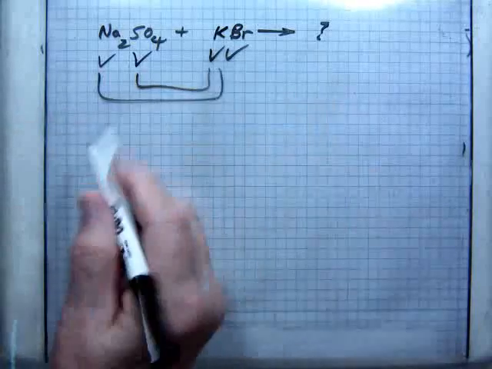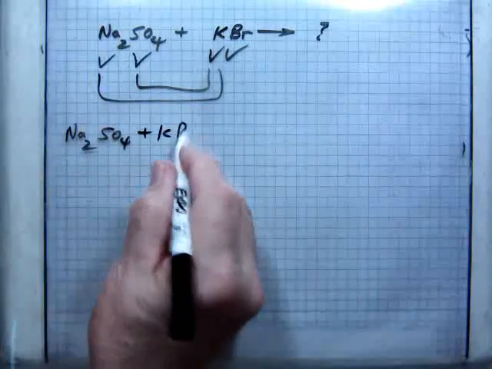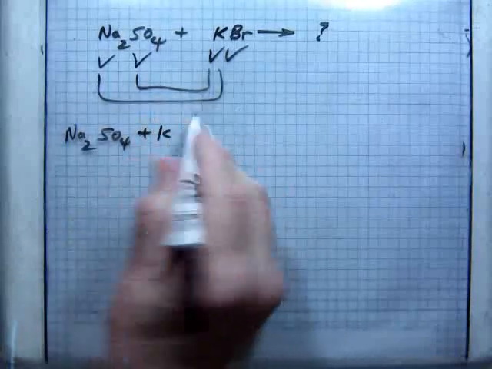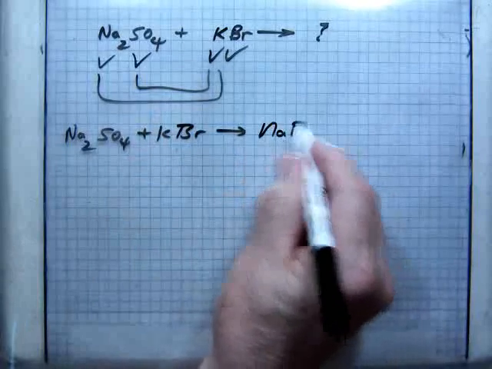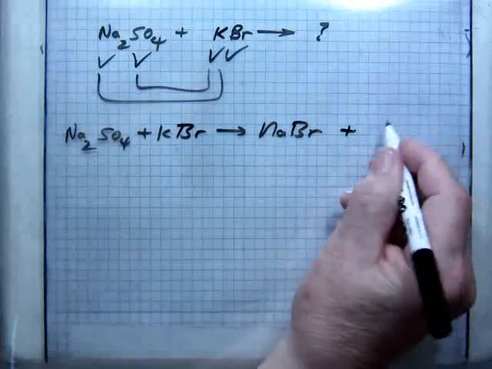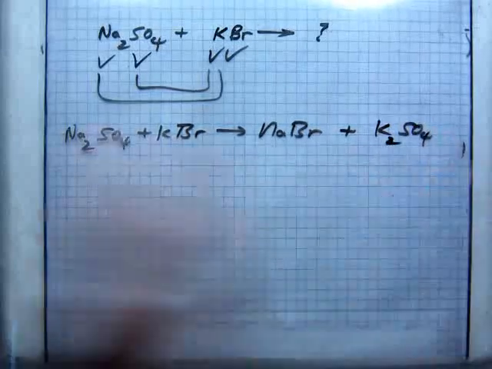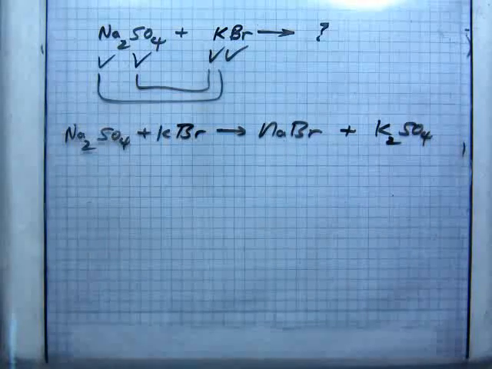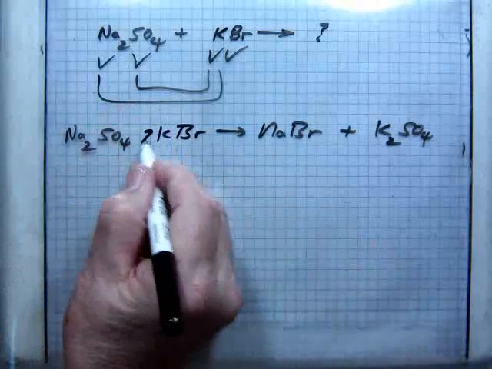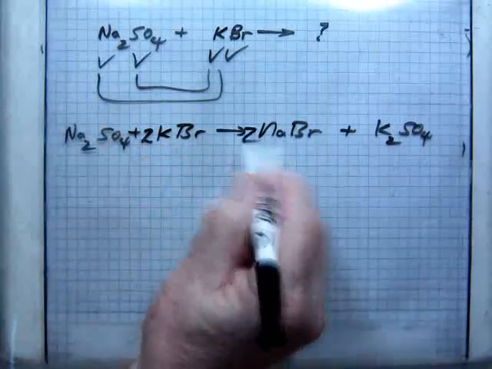So in this one, I'll move it over a little bit. Sodium sulfate plus potassium bromide. We'll go to sodium bromide plus the potassium sulfate. Now, sulfate's a -2, so we'll need a 2 on the potassium right there. If we need 2, we need to balance the equation. So I'll go ahead and balance it with a 2 in front of that one, and we need a 2 in front of the sodium bromide.